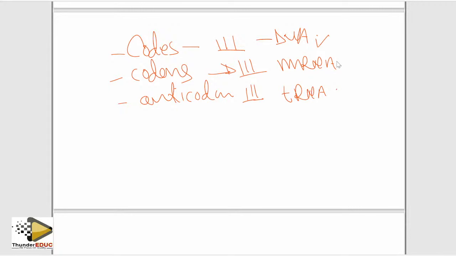So this is DNA, this is messenger, this is... Sometimes when you are describing, we only talk about this and we don't talk about that. Okay, this is found on DNA, this is found on messenger RNA, this is found on transfer RNA. Sometimes we don't do that. Yes.